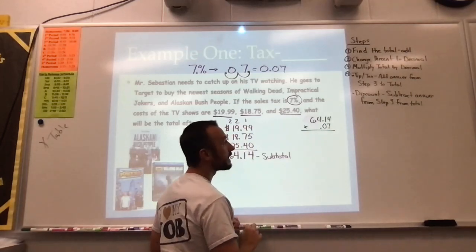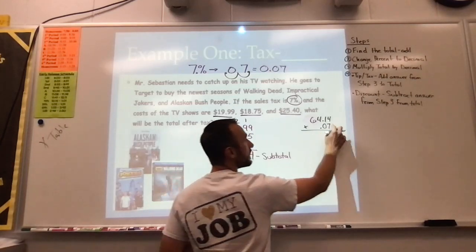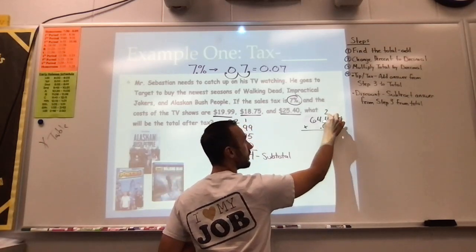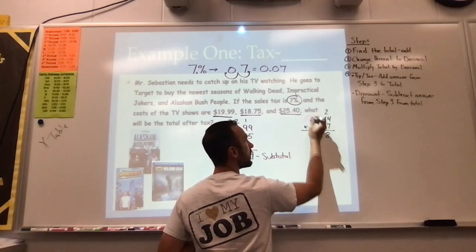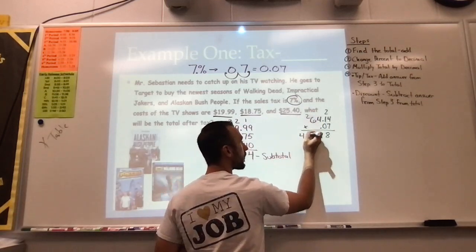And remember, when we multiply decimals, I don't have to line my decimals up. They do here, they do not have to. 7 times 4 is 28, carry my 2. 7 times 1 is 7, plus 2 is 9. 7 times 4 is 28. And 7 times 6 is 42, plus 2 more is 44.